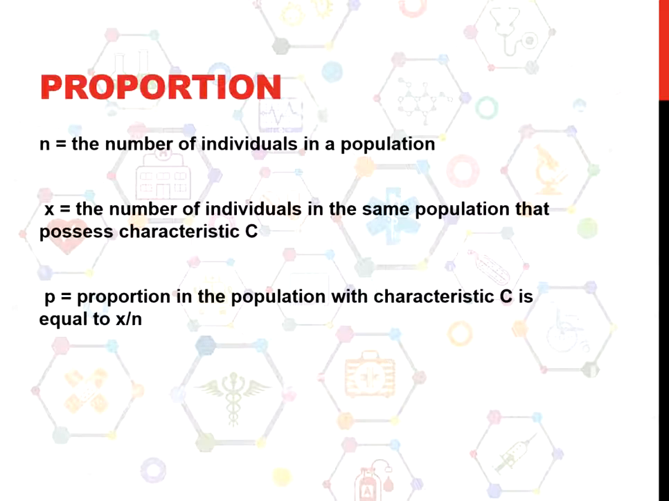Okay, so P, or the proportion in the population with the characteristic C, is equal to X over N. So X yung ating hanap or yung ating target, then N is yung population ng target na yan. So for example, ilan yung may dengue sa medical students? So parang ganon.